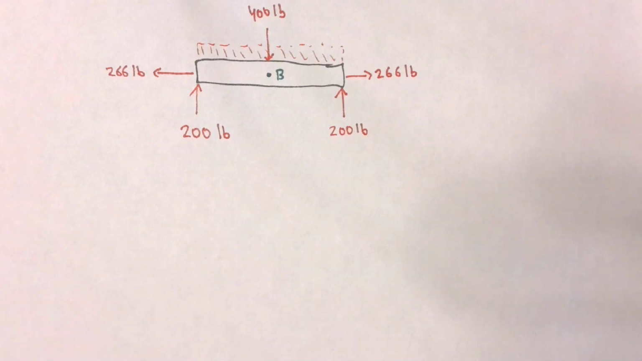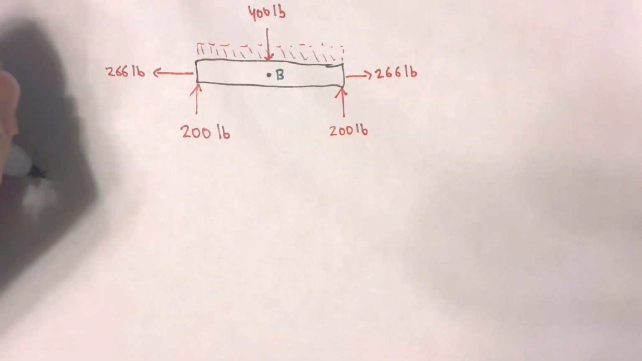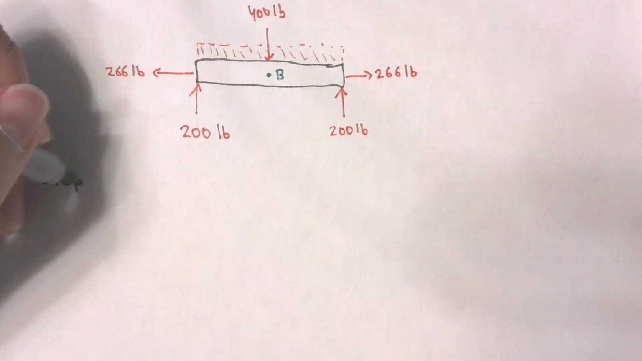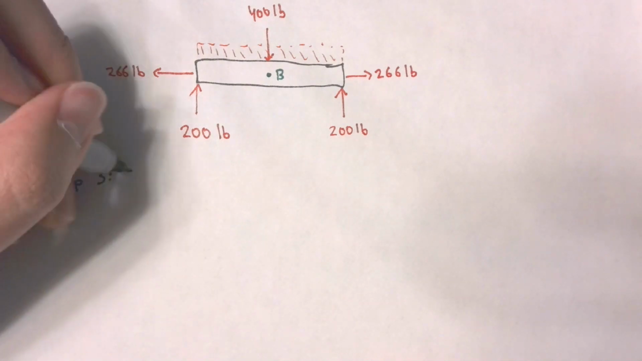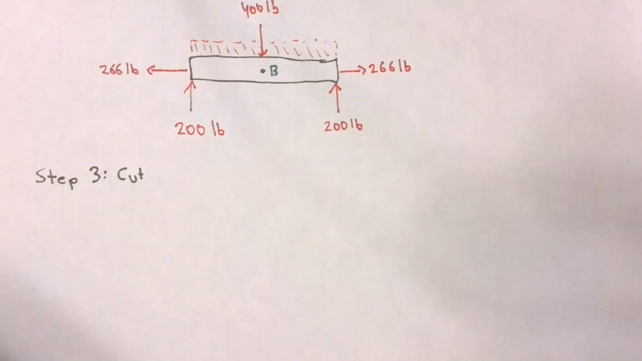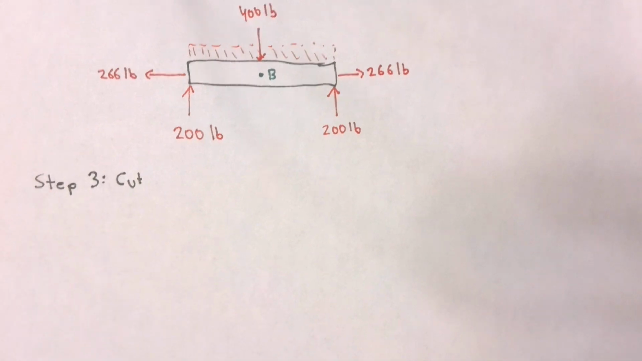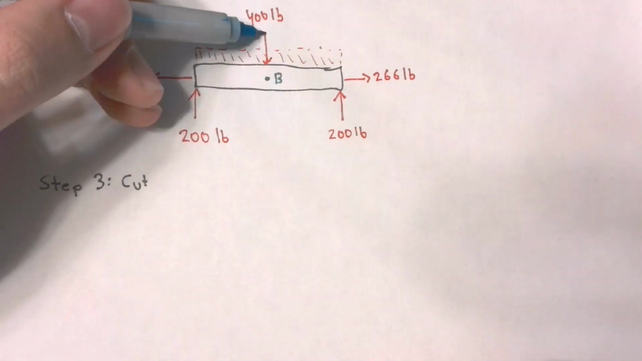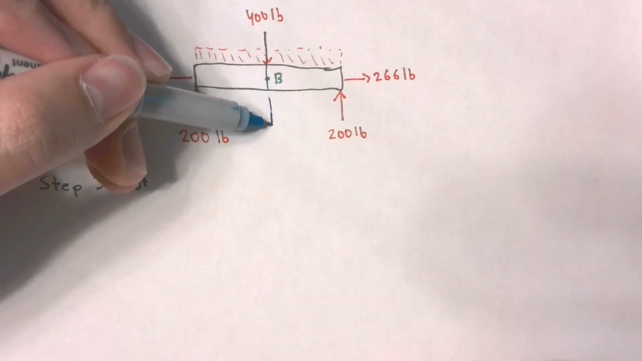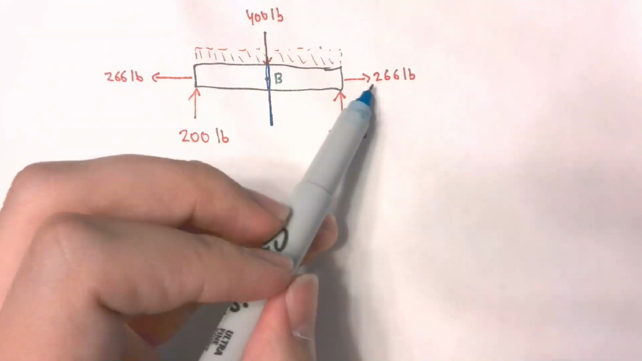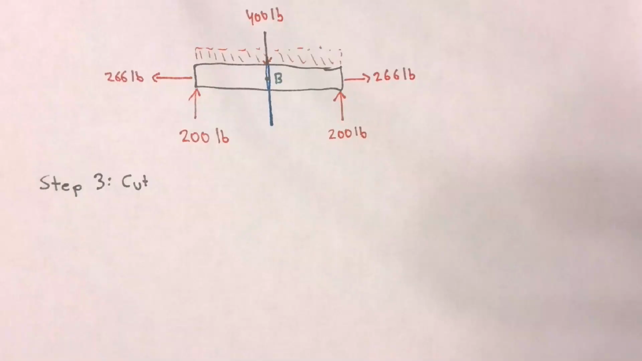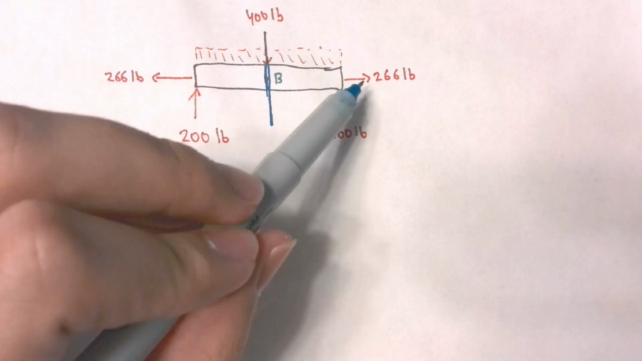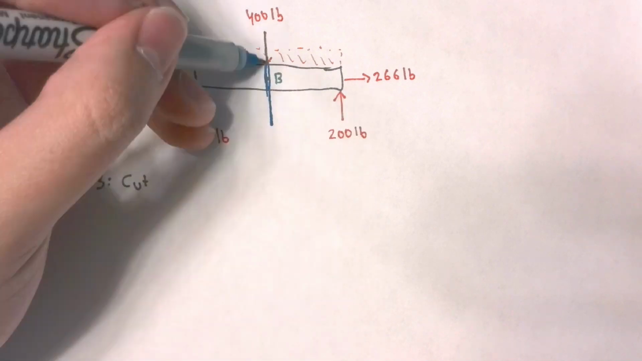So step number 3 will be to select your point. We already did, that's point B, and then make a cut that goes through that point. So just as a general conceptual question, is my cut going to be vertical like this, or is it going to be horizontal? Vertical. Exactly. You always want your cut to be perpendicular or normal to the axis of the beam. So in this case, my cut is vertical.